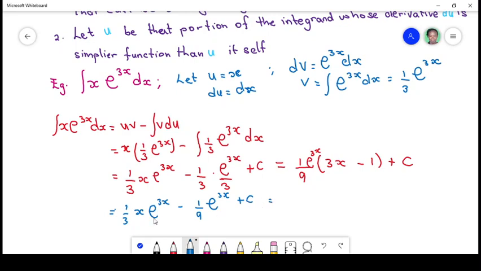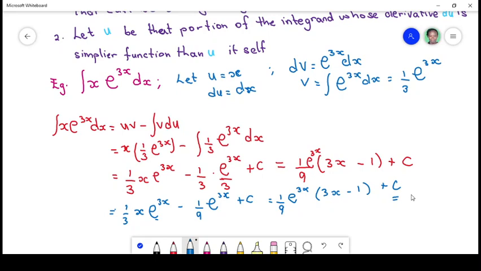What do you realize? This is common and this is common. So I can factorize that out, e raised to the power 3x. Then if I factorize 1 over 9 out, it means that I have what? 3 here, because 3 can cancel this to have 1 over 3. So I have 3x minus 1, plus C. Don't forget, any number I multiply by my C, I'm still going to get what? A constant. So then this becomes my final result.